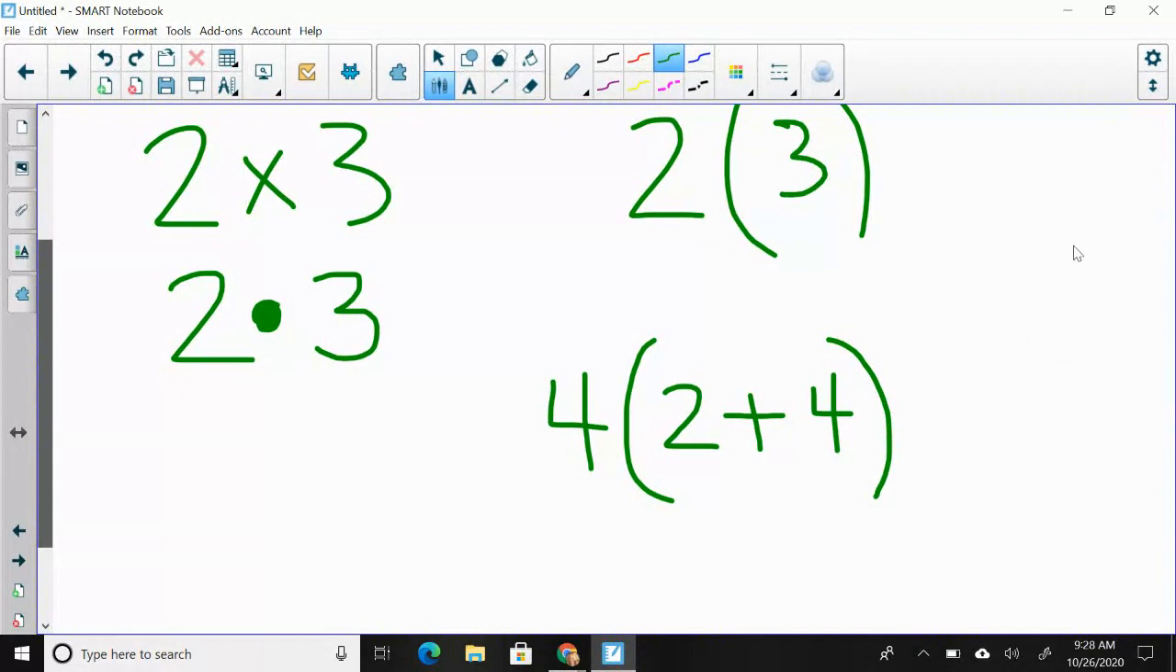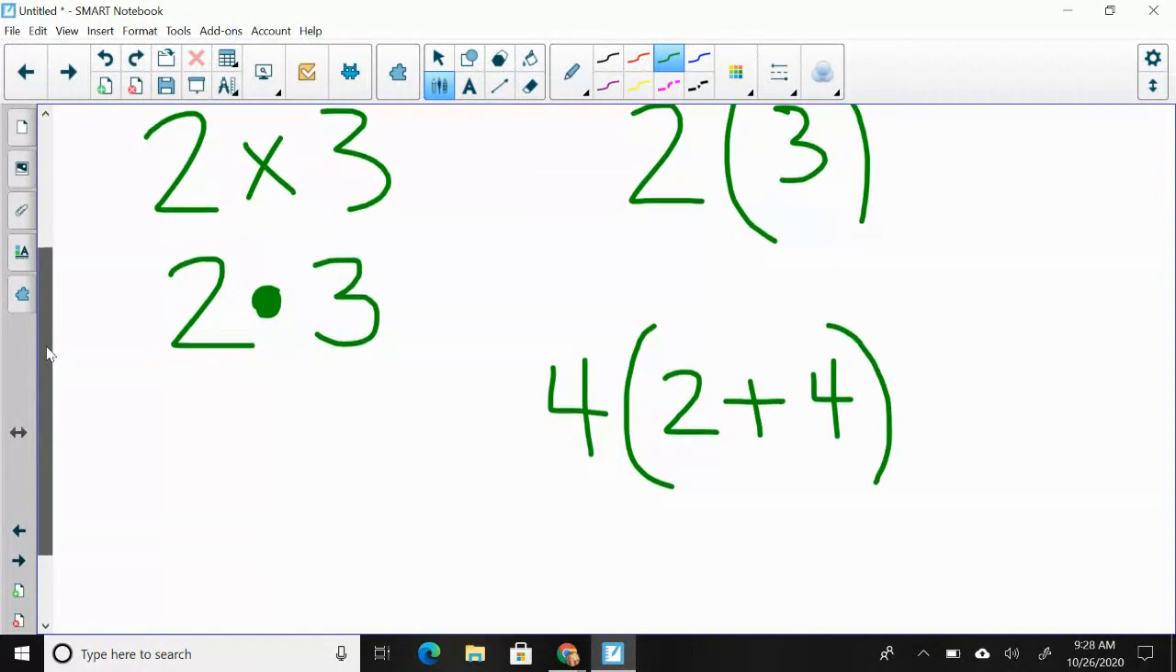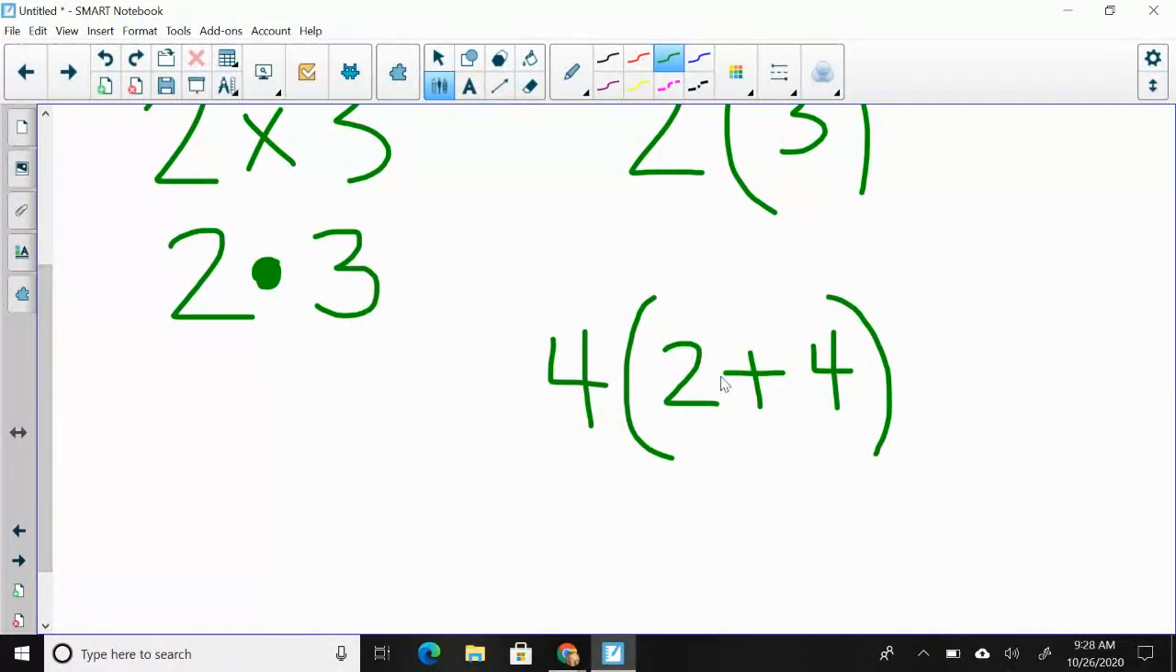This means 4 times the quantity of 2 plus 4. So if you think about what that means, if I said, what's 4 times the quantity of 2 plus 4? You would have to do what first in this problem? Kaylee? Yes, you're going to find the grouping or the parentheses in this case. That's what we do first.